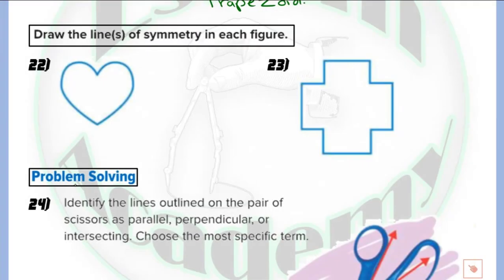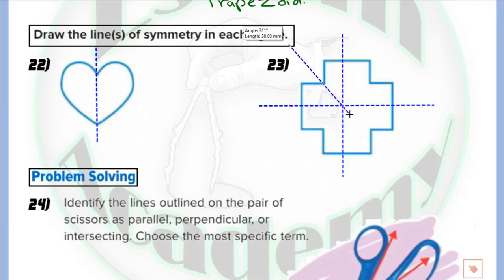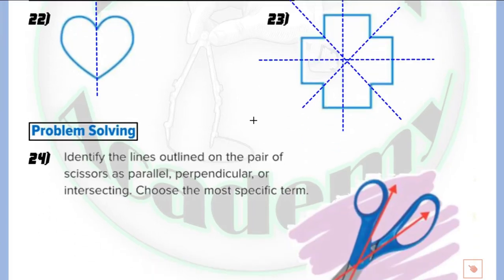In this question, we need to draw the line or the lines of symmetry. So for number 22, we can draw exactly one line of symmetry. But in question number 23, we can draw a line of symmetry that will be vertical, and another one will be horizontal. If you draw from the corner, you can divide it into two equal shapes. The part at the left will be the same as the part which lies at the right.